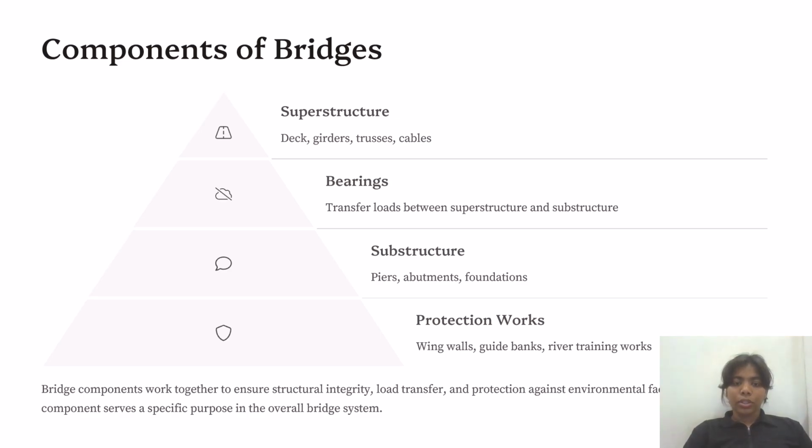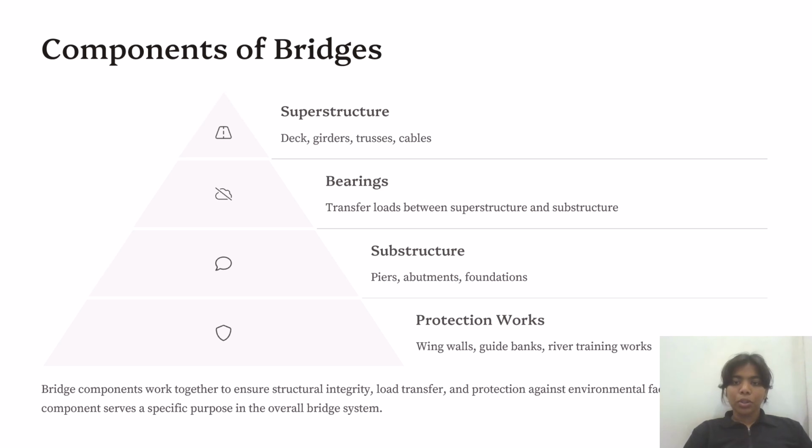Now we are talking about the substructure. First of all, piers. Intermediate supports for multi-span bridges. They are typically vertical columns or walls made up of concrete, steel, or masonry. Abutments.